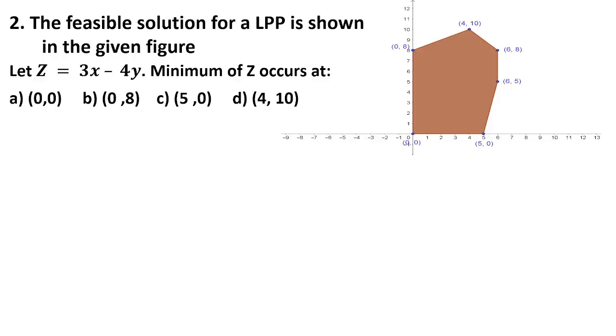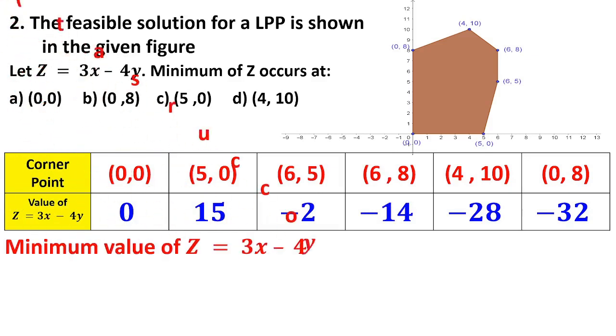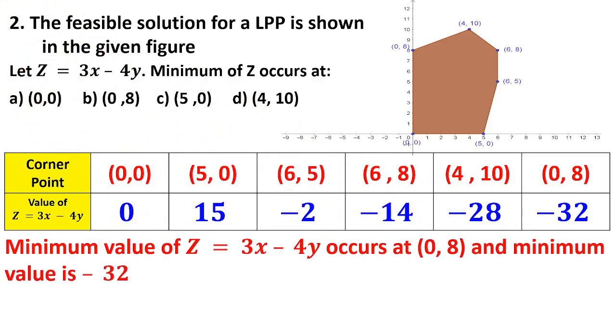Question number 2. A feasible solution is given to you. You have to check the minimum occurs at what point. Very easy question. You have to put these points in Z and you have to check out which is the minimum value. I am showing you the table which tells you the corner points and the value of 3x minus 4y. Out of them, you check that the minimum value is minus 32. It occurs at (0, 8).